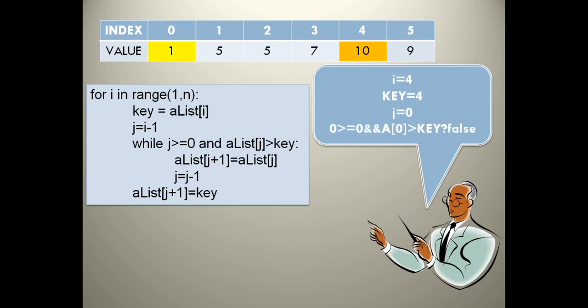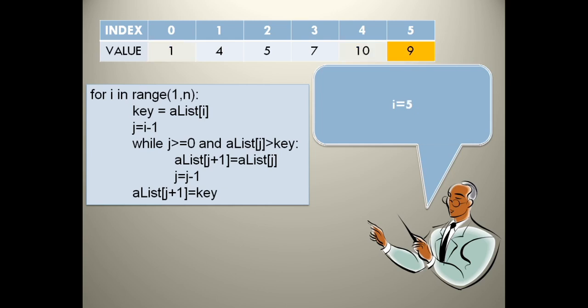Now you can check here. A of 0, 1 is not greater than 4. Therefore the condition fails, the loop ends. When the loop ends, then your 4 will be copied in A of 1 here. Now you have 1, 4, 5, 7 and 10. These are your sorted array, and the 9 is left now.